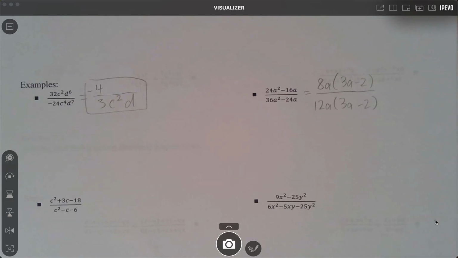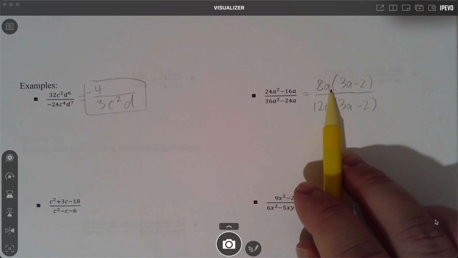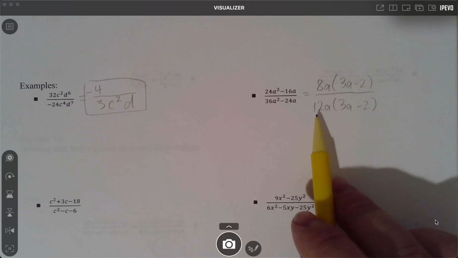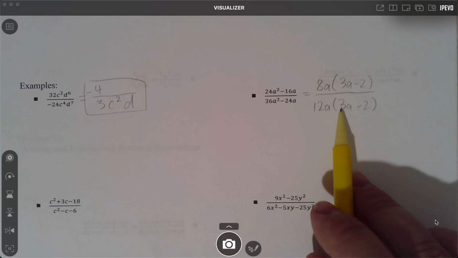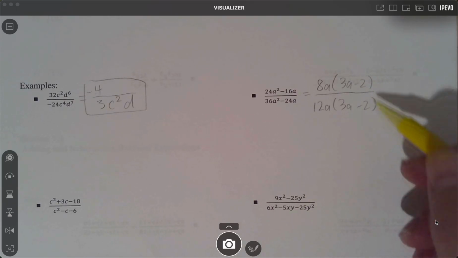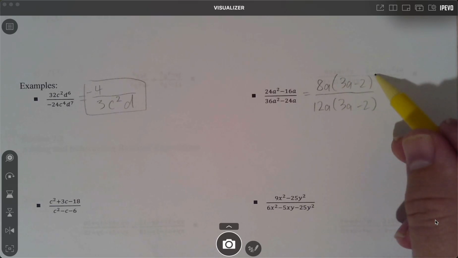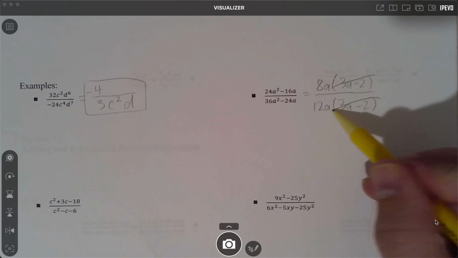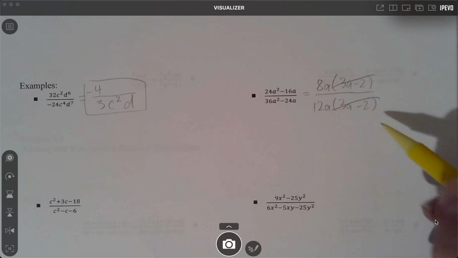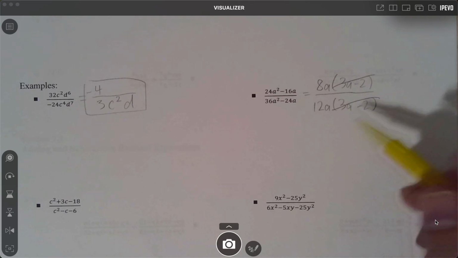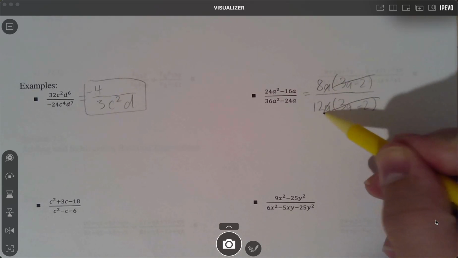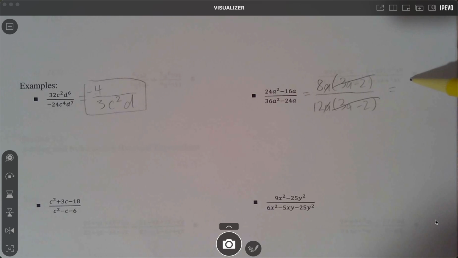And so now, take a look at this. I've got 8 times a times this whole parentheses. I've got 12 times a times this whole parentheses. And because I've got things entirely factored out, multiplying together in the numerator and denominator, and they match, that's when they will cancel. So now the a's cancel, and also 8 over 12 turns into 2 over 3.